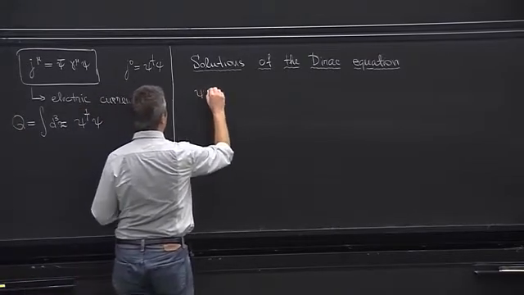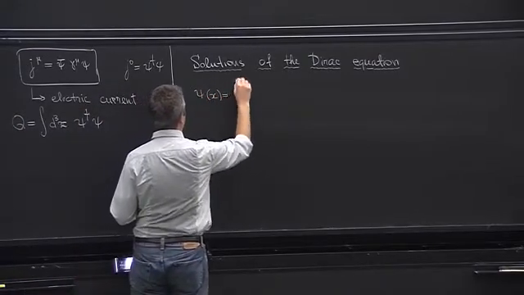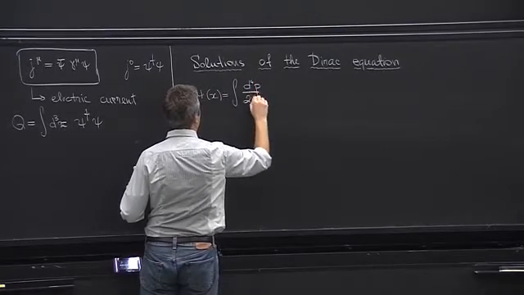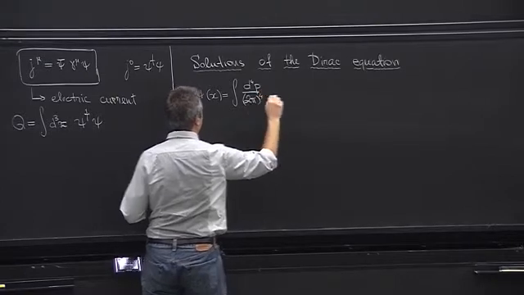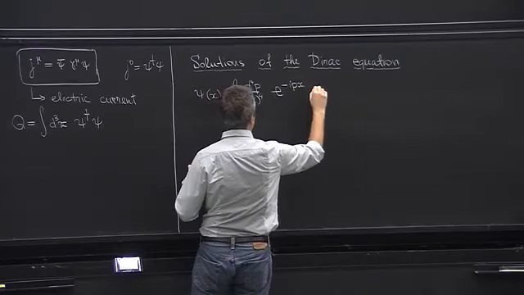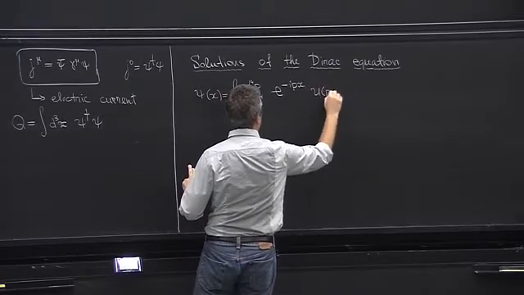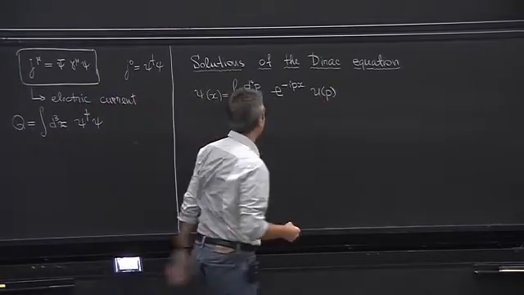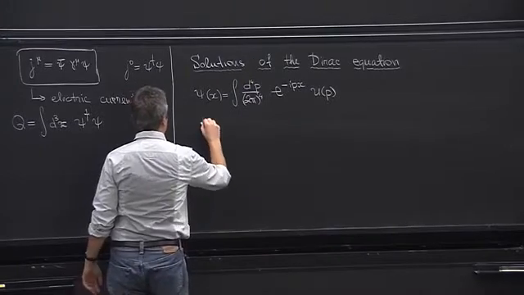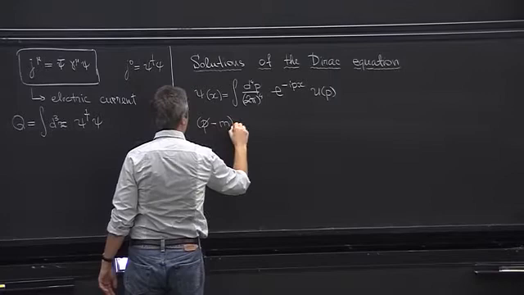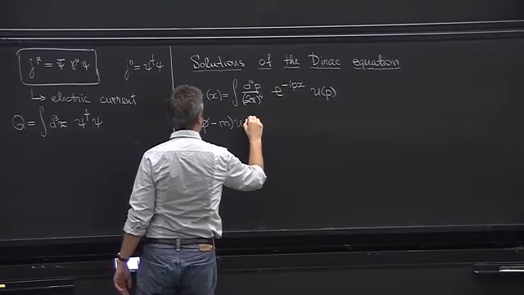So if you write psi of x as an integral of d^4 p over (2 pi)^4, e to the minus i p x, and then some amplitude that depends on the momentum, which is also a spinor, then the spinor will satisfy a matrix equation: (p-slash minus m) acting on u should be equal to 0.